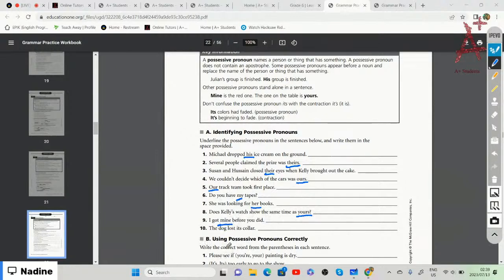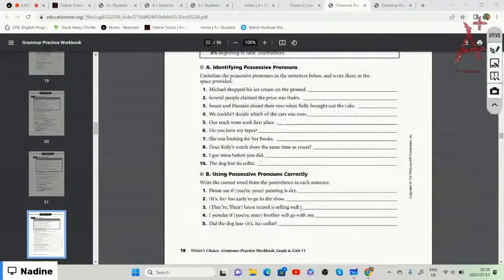The dog lost its collar, right? Meaning it belongs to the dog. It's its collar, right? So that is us underlining and identifying the possessive pronouns within those 10 sentences.